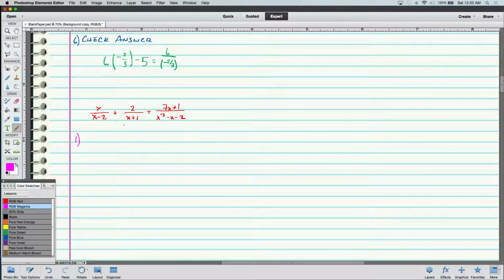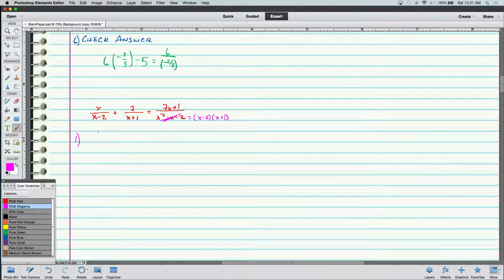Well, before we can list the restrictions, we see a quadratic down here in the denominator that we can actually factor. So we're going to just factor this out real quick. I'm just going to write this right next to it. And if we were to factor that out, we're going to get x minus 2, x plus 1. Which you notice that these are the same two expressions that are in these two denominators. So now we simplified this denominator right here.